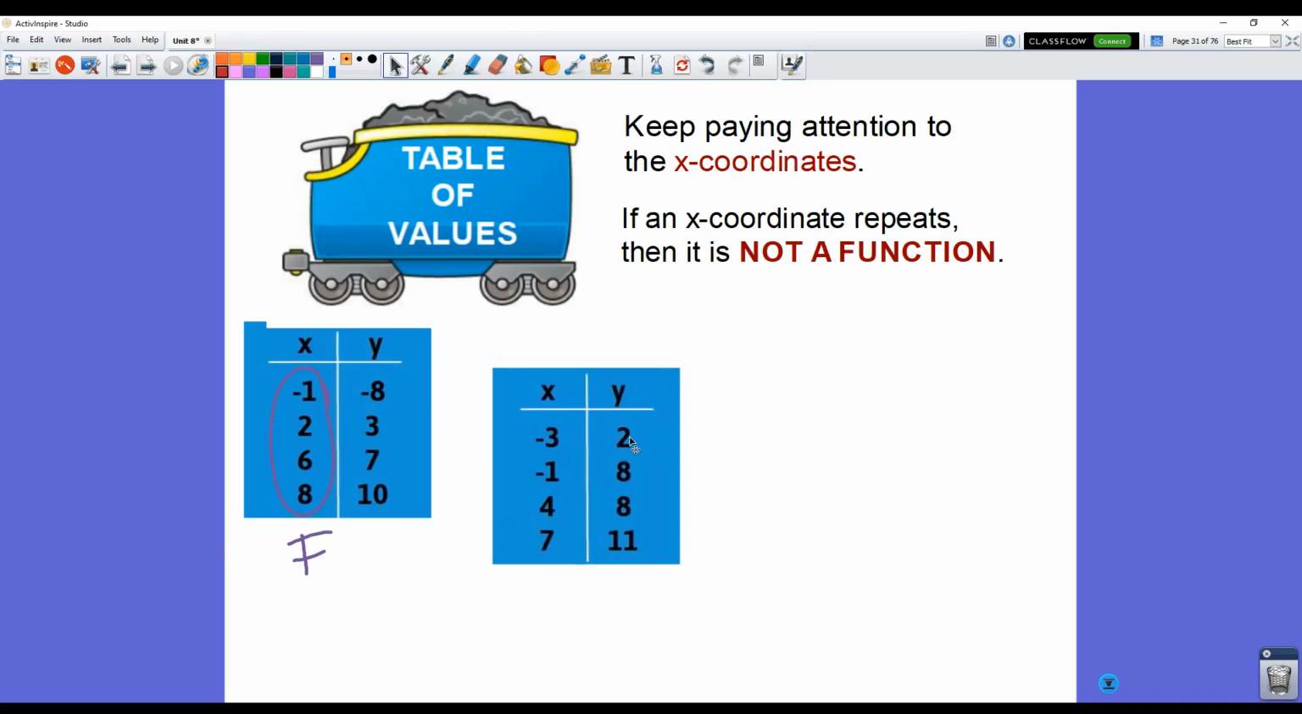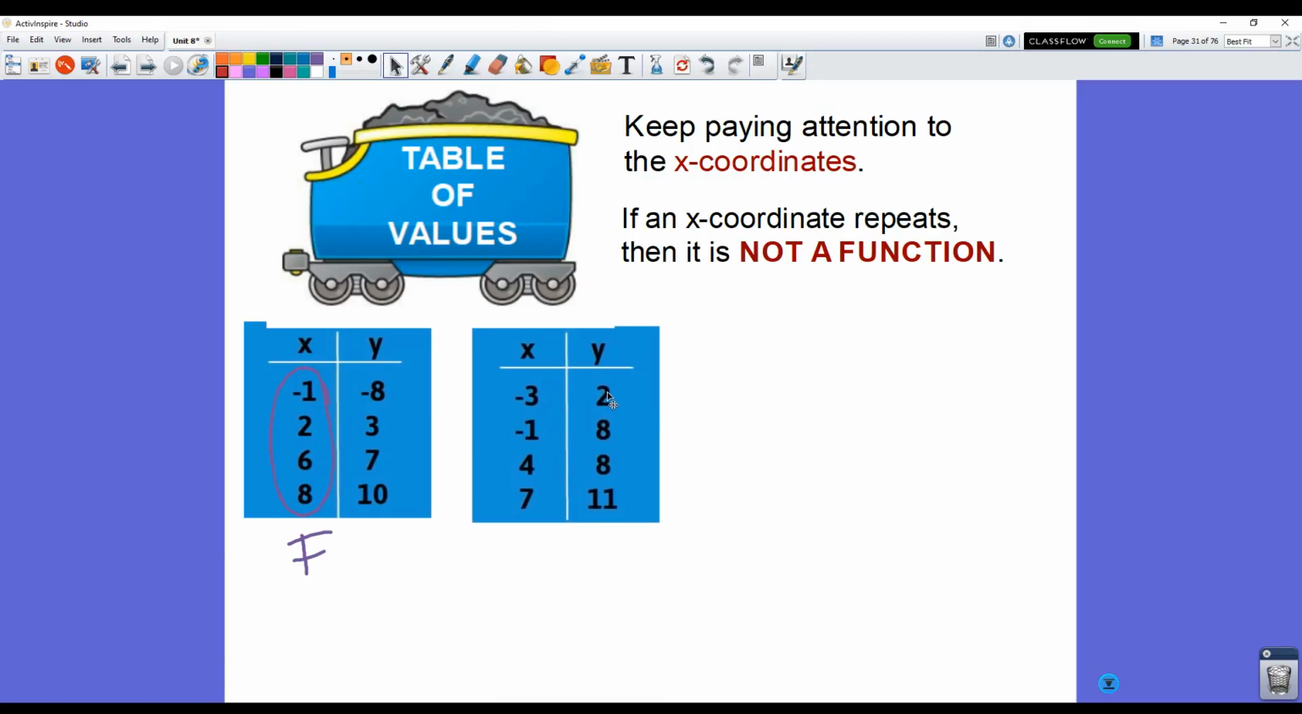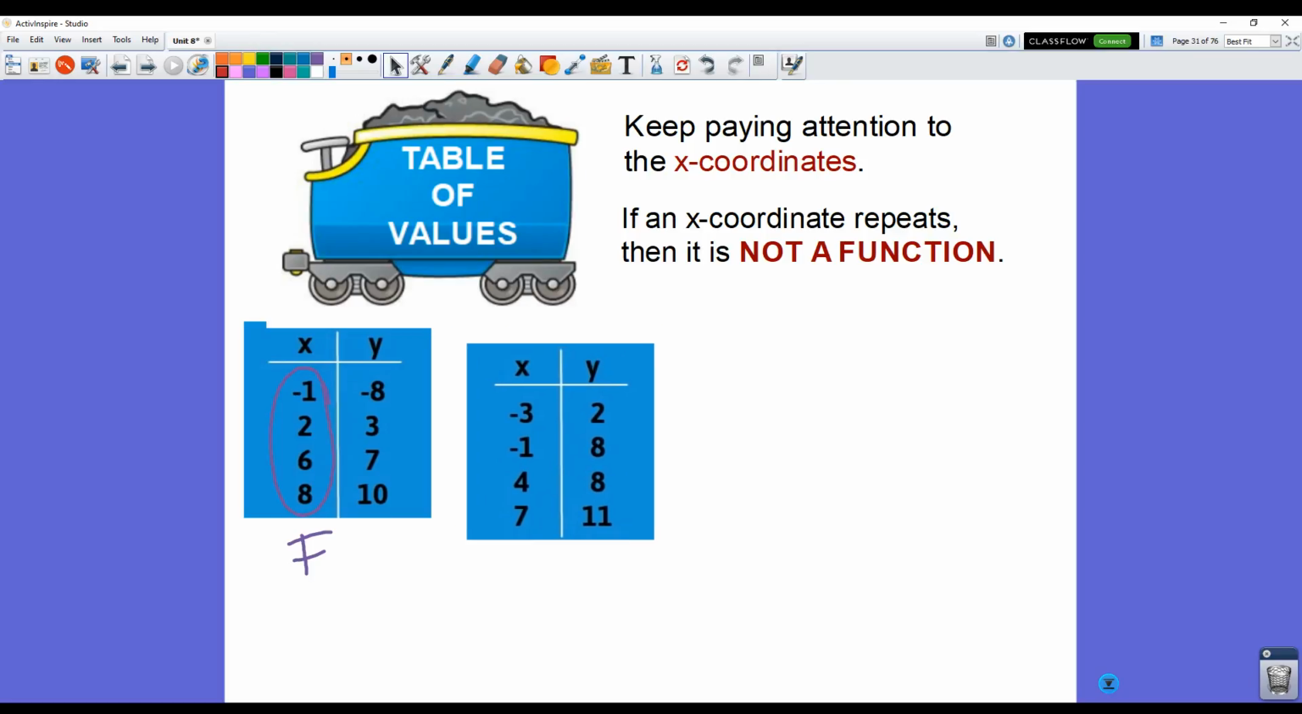All right, let's look at another one. What about this one? Is this a function or not a function? Now, I've got two 8s over here that are repeating in the y values, but the y values don't matter. Remember, we're only talking about our x coordinates. Do I have any of my x coordinates repeat? These are all different, so therefore it is a function.